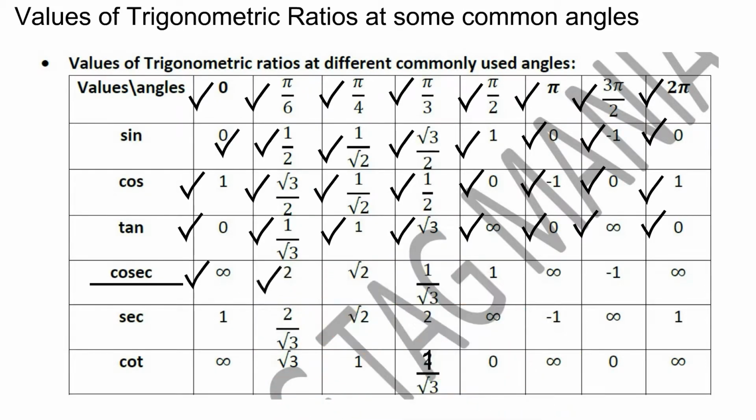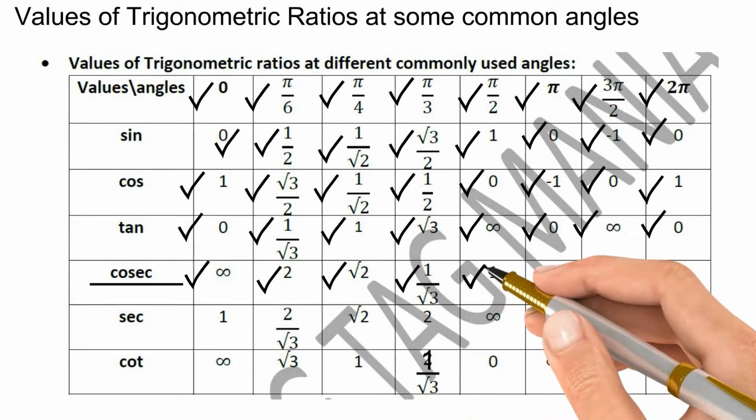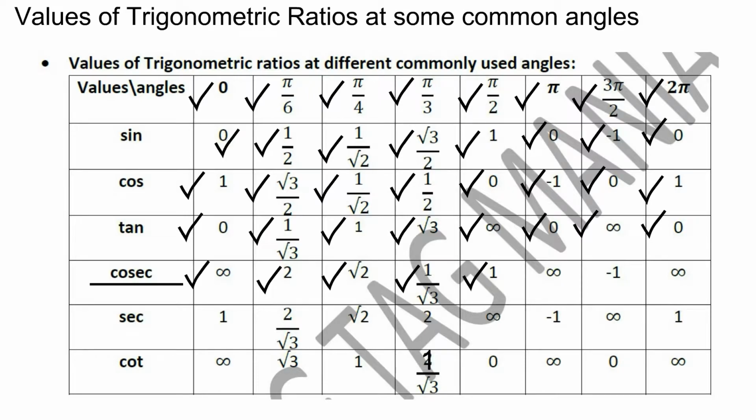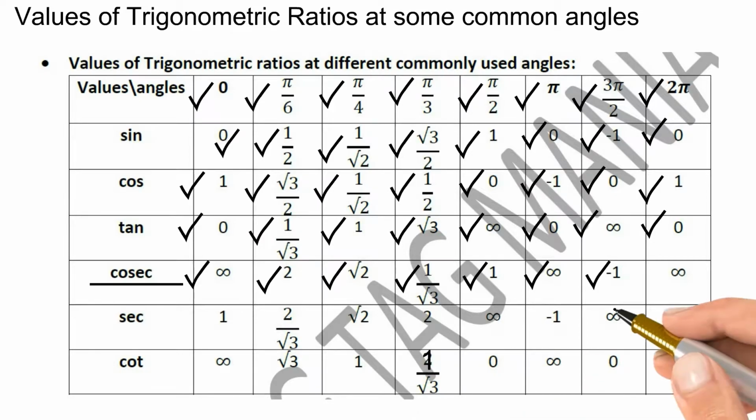The value of cosec of 30 degree is 2. The value of cosec of 45 degrees is root 2. The value of cosec of 60 degree is 2 by root 3. The value of cosec of 90 degrees is 1. The value of cosec of 180 degrees is infinity or undefined. The value of cosec of 270 degrees is minus 1. And value of cosec of 360 degrees is undefined or infinity.